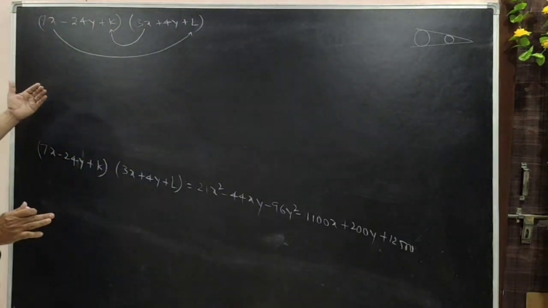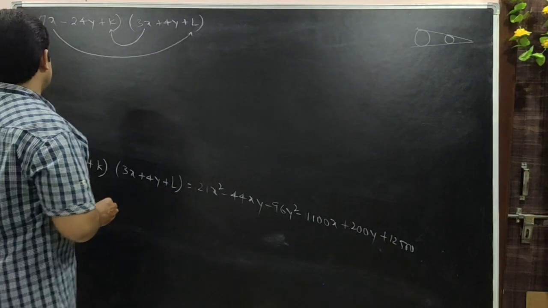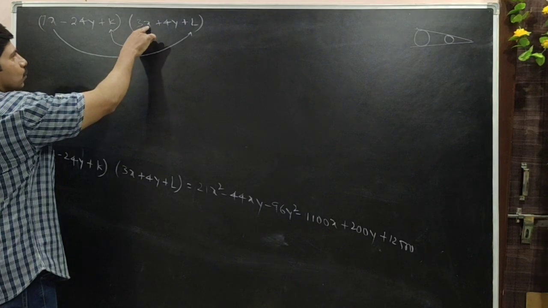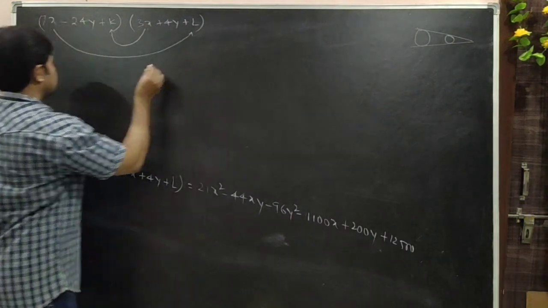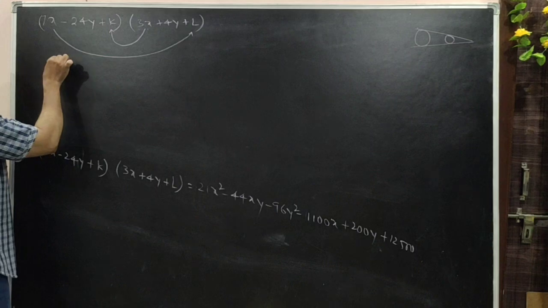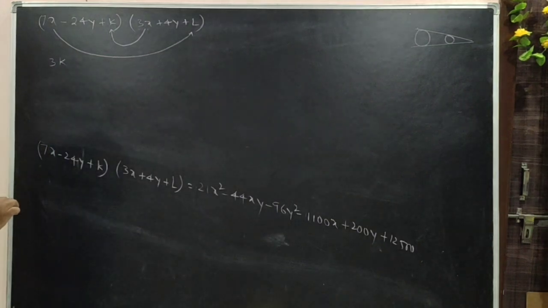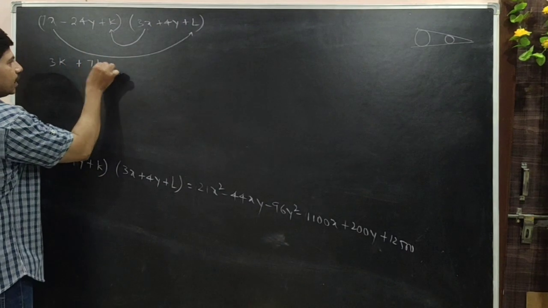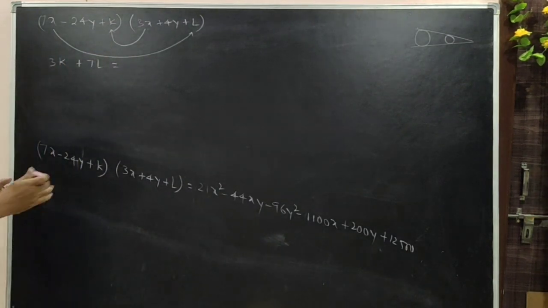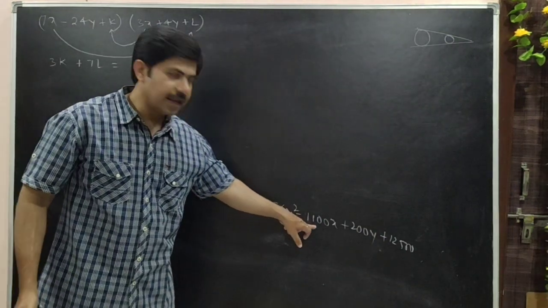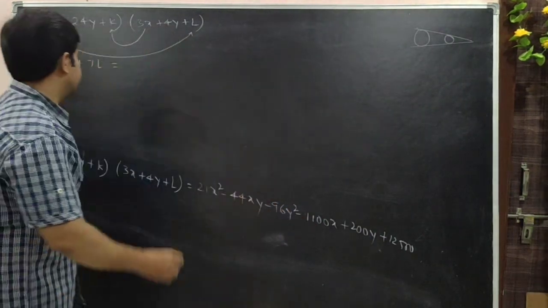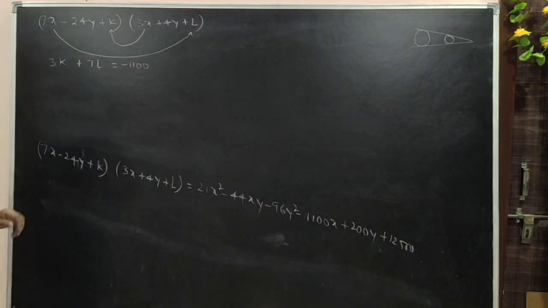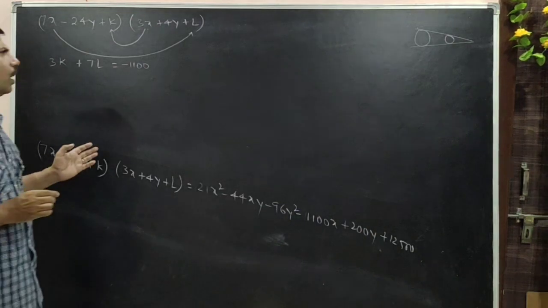So now in this case, what are the x coefficients we are going to get? If I multiply these two, the x coefficient in this case is 3k, right? This 3k, then after 3k, plus 7l is equal to, what is the x coefficient on the other side? On the other side, the x coefficient is minus 1100. So I write minus 1100, right? Now we need y coefficient. So what I will do is, again I will repeat this.